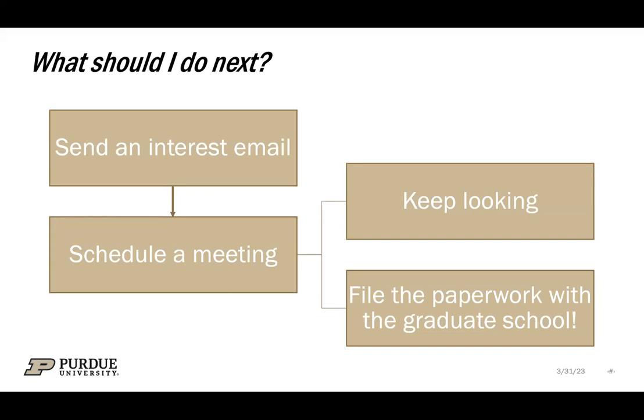If you are on the same page, if they're interested in being on your committee, if this is something that they're available for and you like what they have to offer, you can start by filing the paperwork with the graduate school and get them on your committee, which is just one more box to check off. Or if they can't offer the time or the commitment or anything like that, you can keep looking. Not a problem at all.